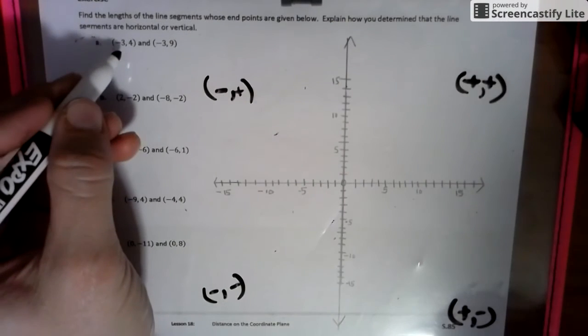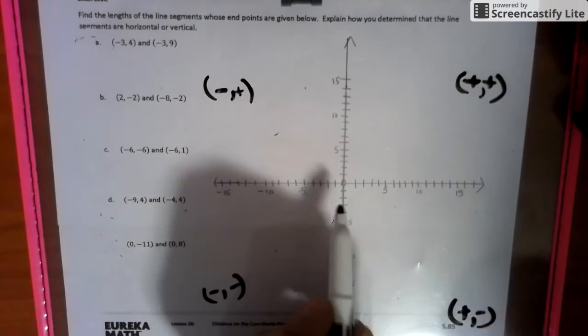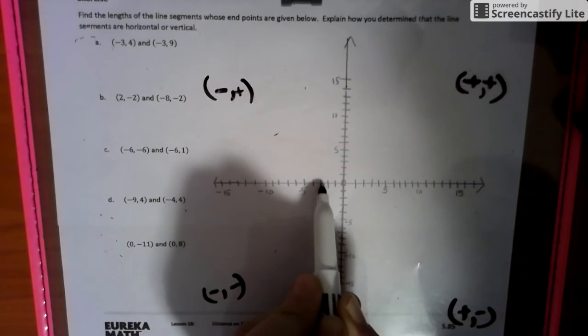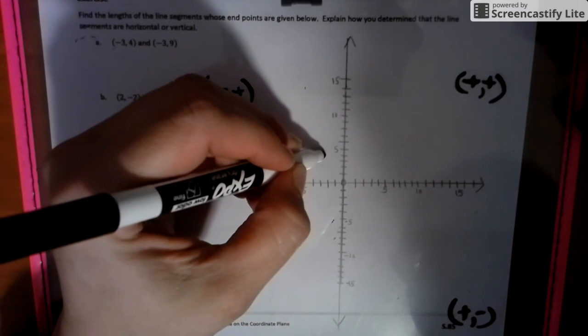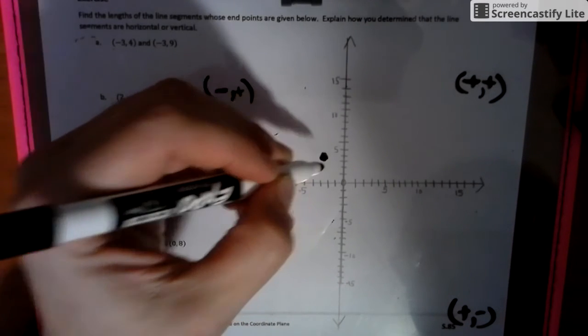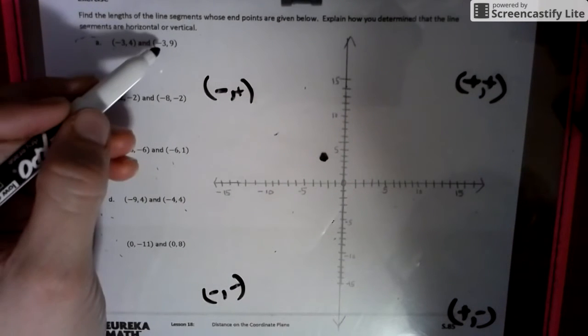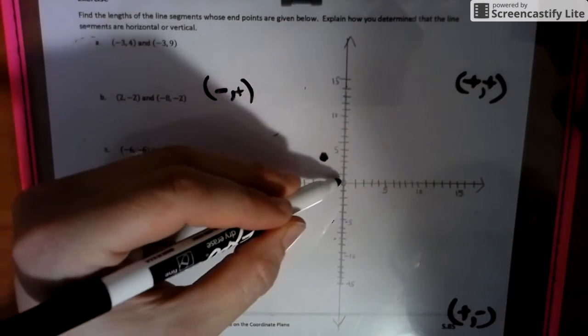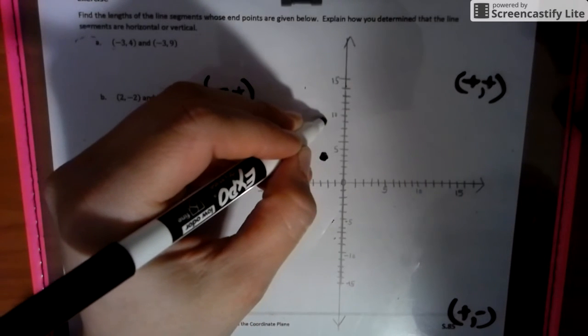Now, we look at these points. We have to find -3, +4. So this is over to the -3 and then up 4. Remember, this is just eyeballing it because it's not actual graph paper. So there's my -3, +4. But then it says -3, +9. So go over to the -3, then up 5, 6, 7, 8, 9.